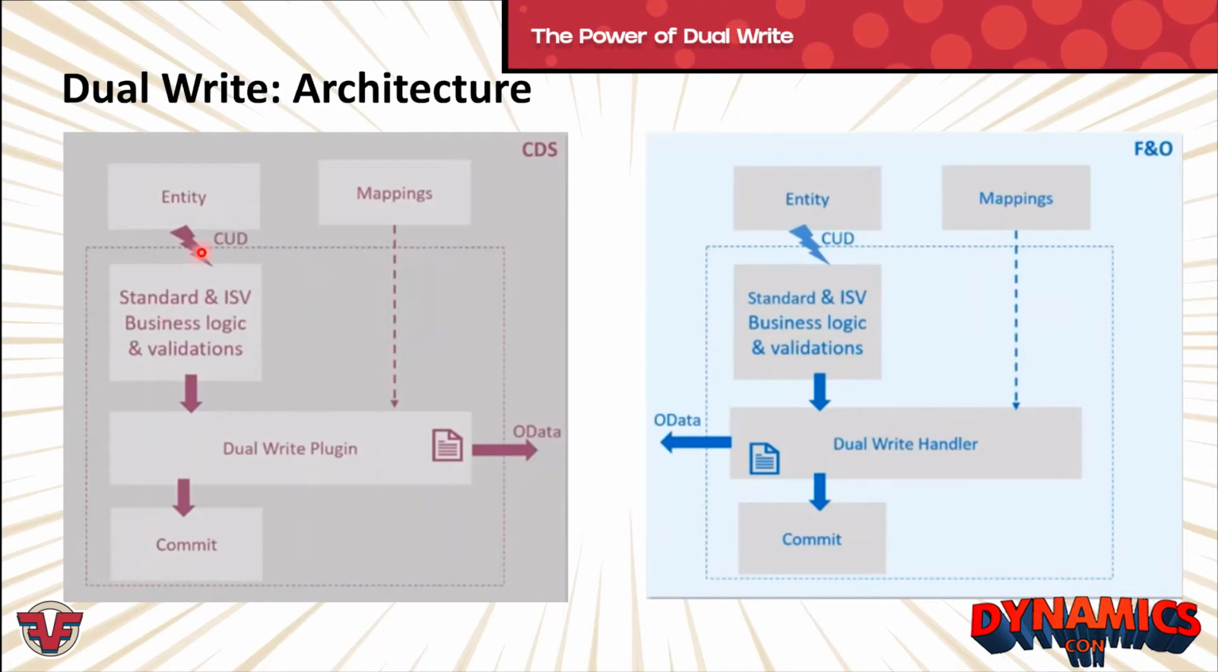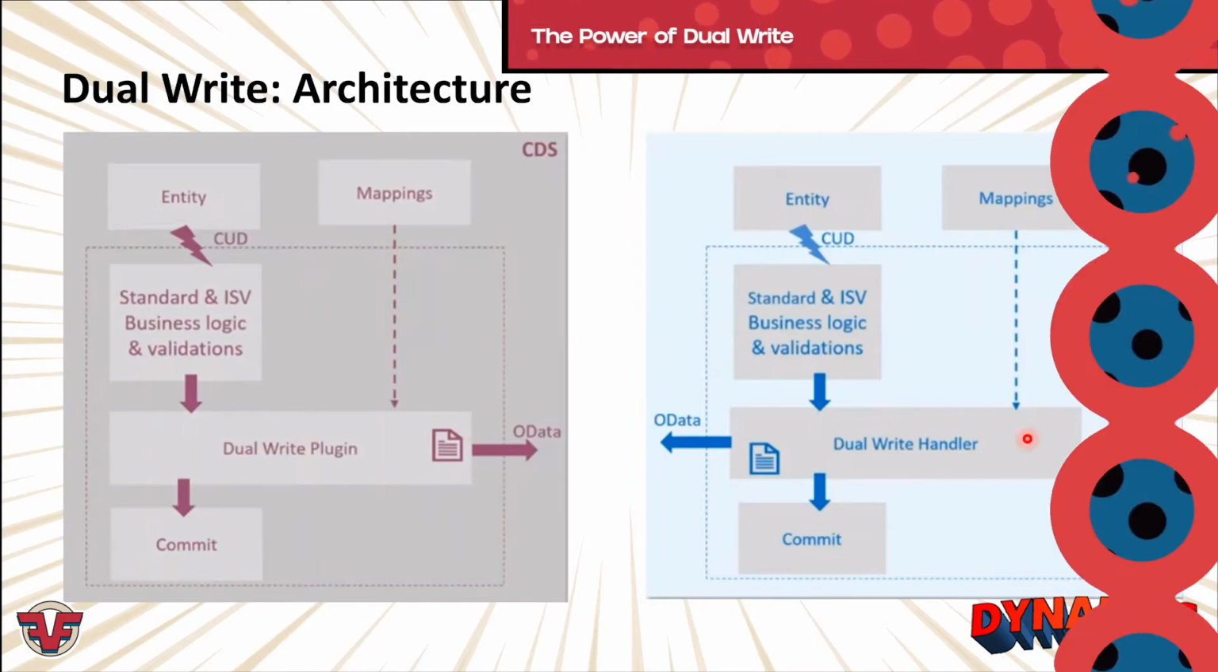Now, the only difference between customer engagement and finance and operations is that customer engagement has its business logic and validations, and it triggers through plugins. So we write plugins in customer engagement to trigger data, whereas in finance and operations we write event handlers. This could be any pre- or post-event handlers or any type of event handlers. Once these event handlers and plugins trigger, both sides of the application use mappings.